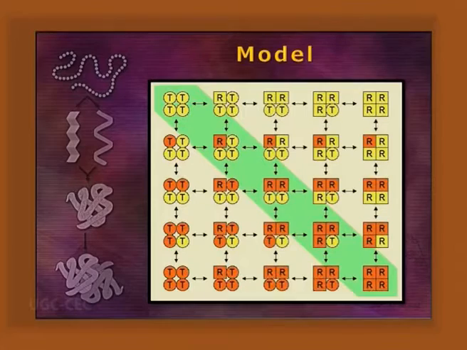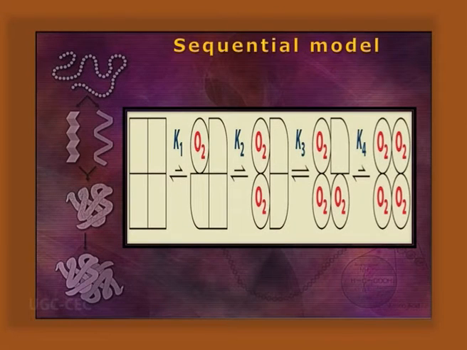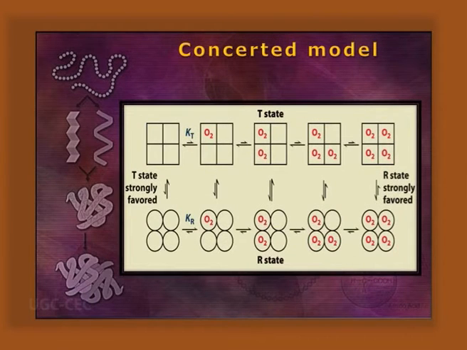Now, models: either sequential model, concerted model or multi-state model. In case of the sequential model, that is called the KNF model, we can find the subunits change one at a time by binding with oxygen. But in case of the concerted model, that is the MWC model, for the tetrameric structure there is an equilibrium between the T and R states. And in case of the multi-state model, more than 2 states are available, obeying a concerted switch.